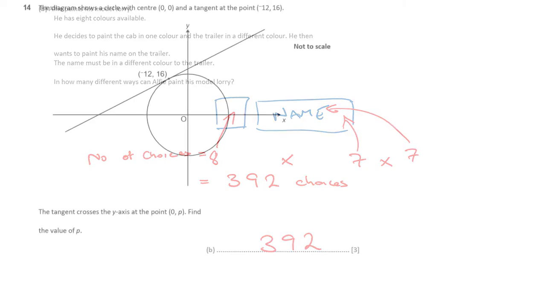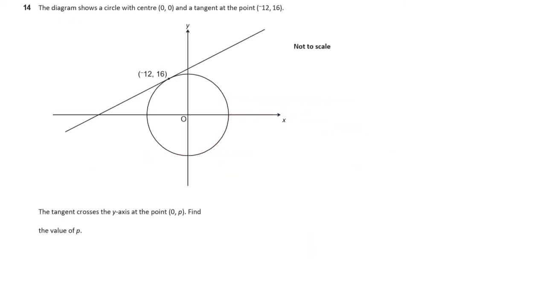Question 14. The diagram shows a circle with center O and a tangent at the point minus 12, 16. The tangent crosses the y-axis at a point 0, p. So the tangent, that isn't on the diagram, is it? So it crosses the y-axis here. So that is the point P there, isn't it? Where the tangent crosses the y-axis. Find the value of p.